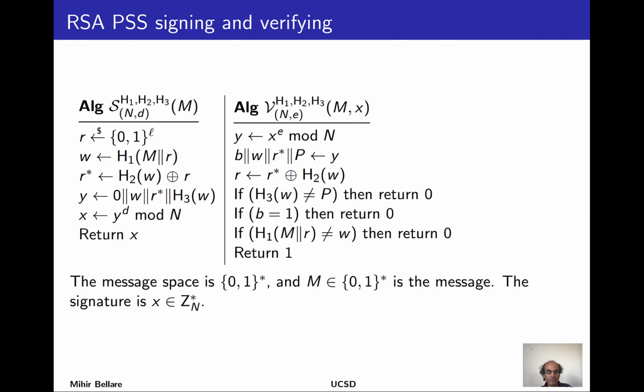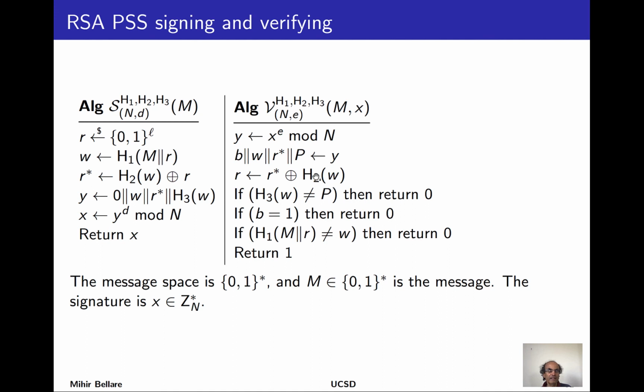Now, if you remember what happened in the proof, the loss that led to this factor Q came from the fact that we needed to guess which hash query corresponded to the forgery. And that was important because all the others we had to answer in a special way that allowed us to sign those messages later. What we're now going to do is randomize the hash.